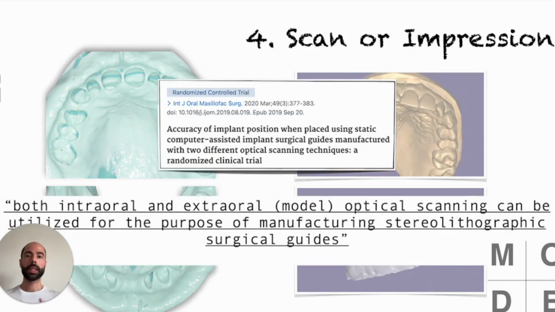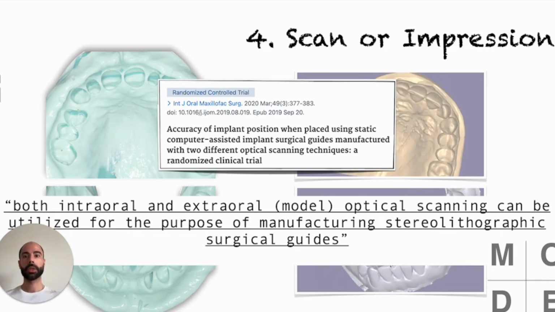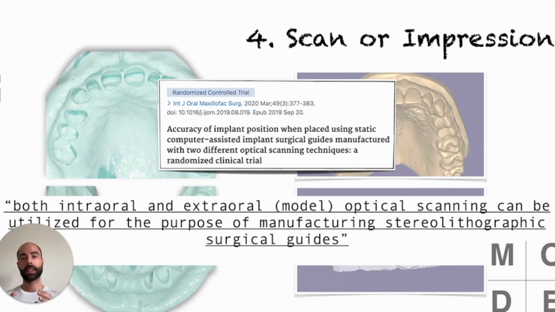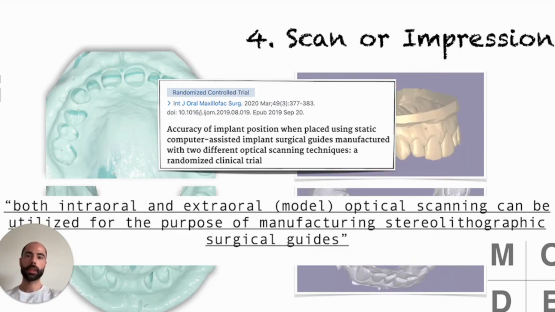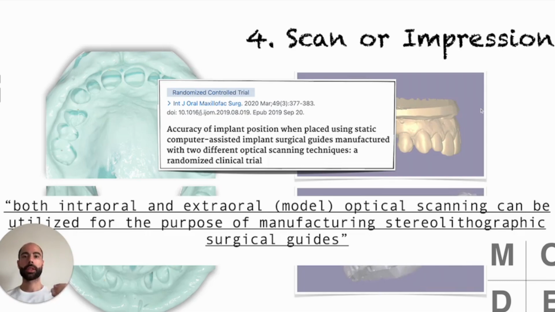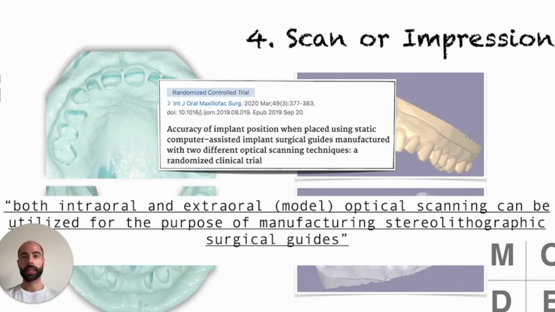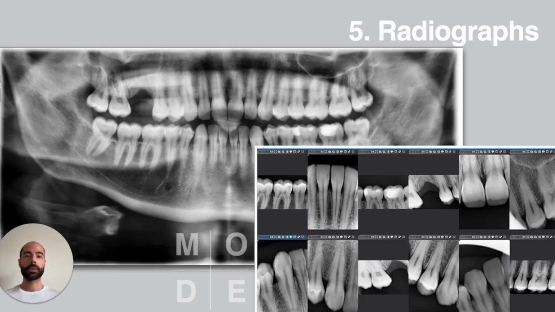Now, many colleagues think that to be digital, they have to have an intraoral scanner, but actually the literature says that both bench scanners and intraoral scanners provide surgical guides with the same precision. So it's not an excuse not to do guided surgery or digital planning just because you don't have an intraoral scanner, okay?